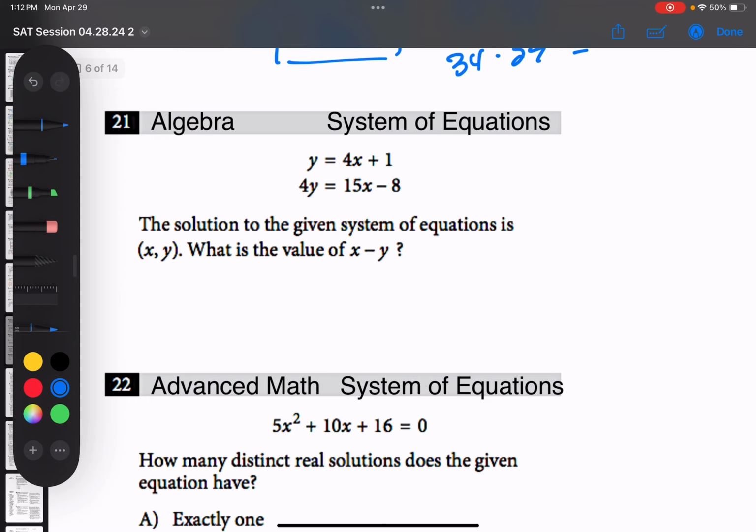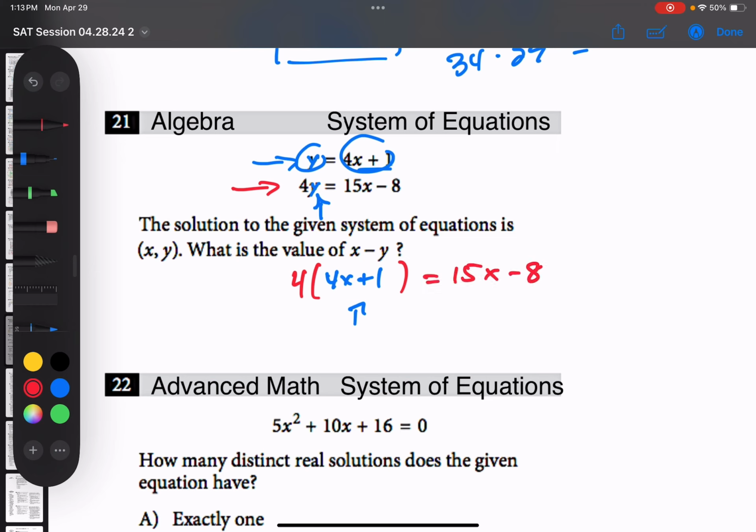Question number 21. The solution to the given system of equations is (x, y). What is the value of x minus y? All right, so the first formula that's shown is y equals 4x plus 1. The second one is 4 times y equals 15x minus 8. Look, they're showing me that y, right? I got that y right in there, so let me just rewrite it. So 4 times 4x plus 1. I'm taking y, 4x plus 1, sticking it right in there, and there she is. And what does all that equal? It equals 15x minus 8.